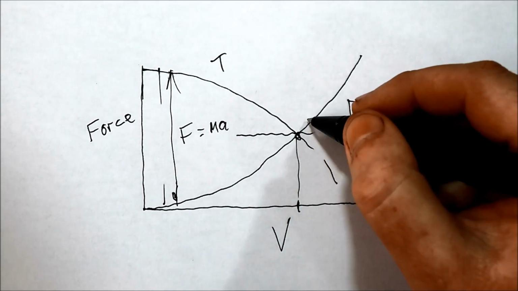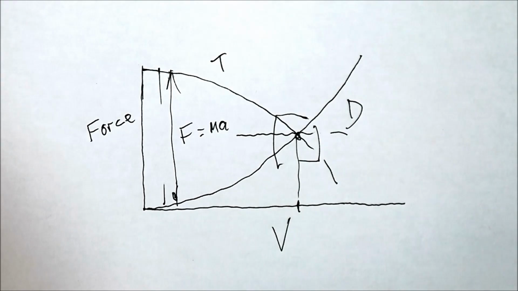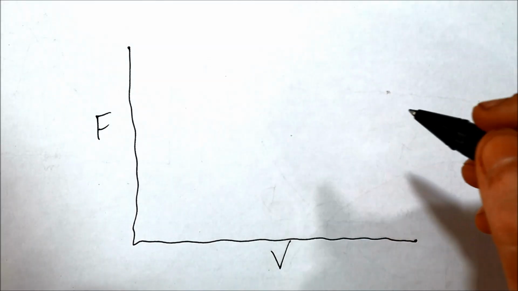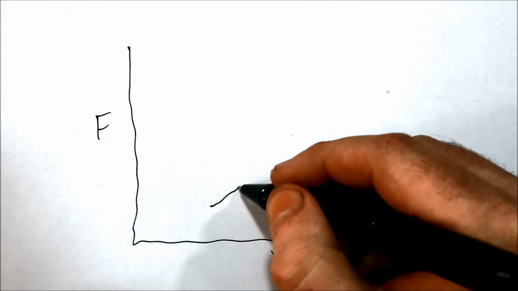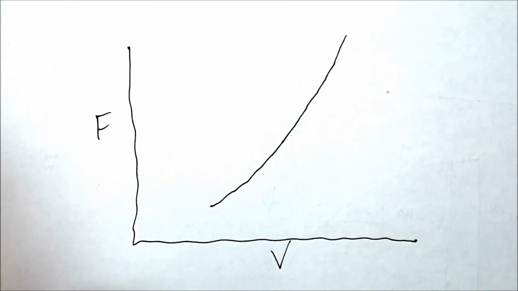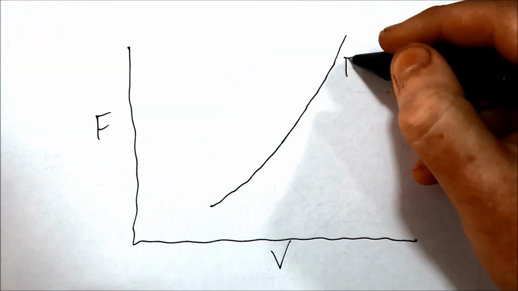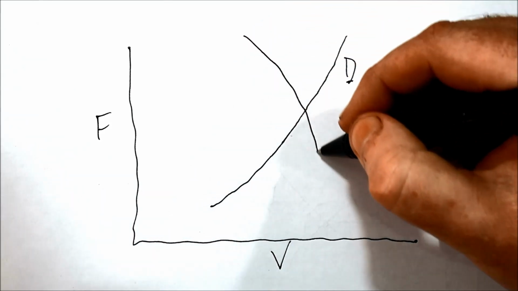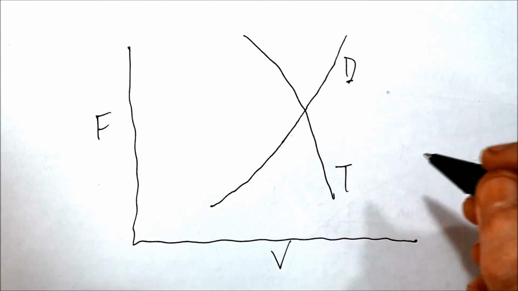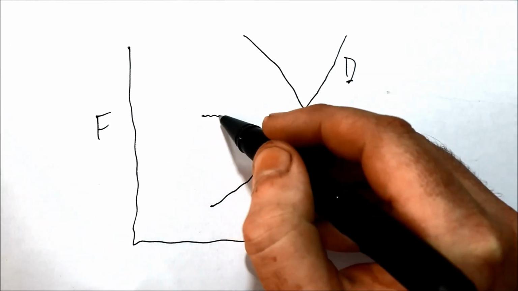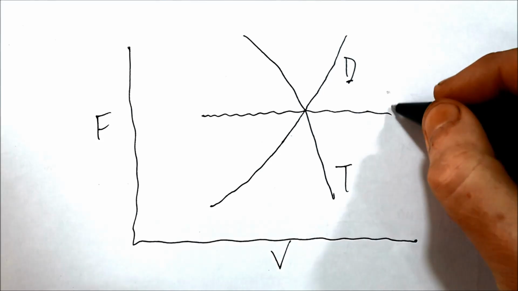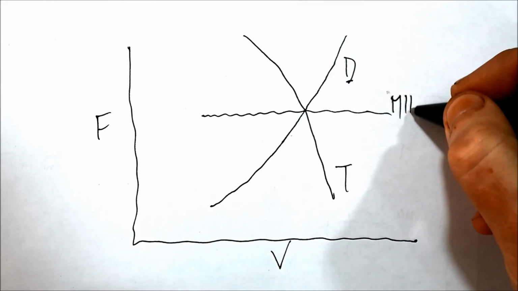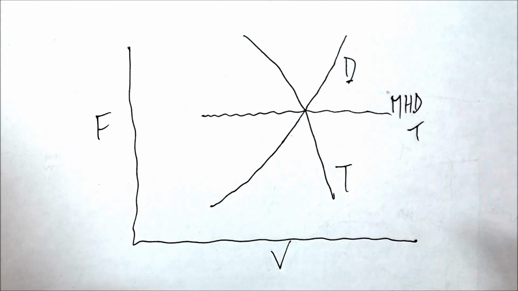Now I'm going to zoom in on this area of intersection to explain the differences. Right, zooming into that point of intersection, and just for the purpose of this illustration, I'm going to exaggerate the slope of these curves. That would be the drag curve of the hull, and that would be the thrust curve from the propeller. And like I said before, the thrust from an MHD drive is fairly constant.